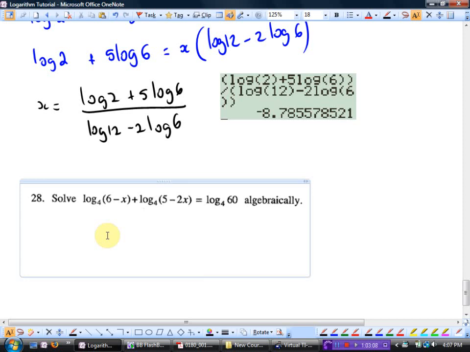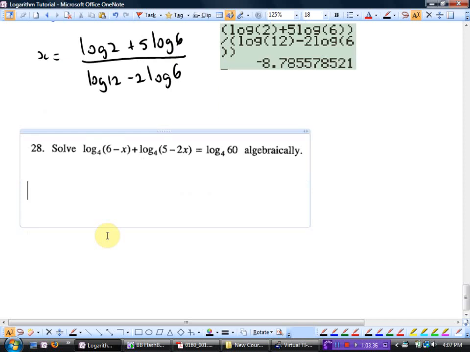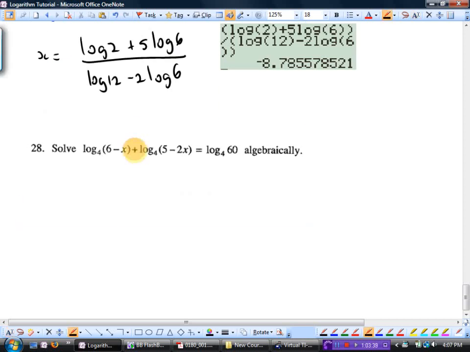How can I tell just by glancing at that it's a logarithmic equation? Because what appears in it? Logs. Okay? Are my bases the same? My goal for any logarithmic equation is I want to write it as one thing equals one thing, and I want to do that by using my log rules.